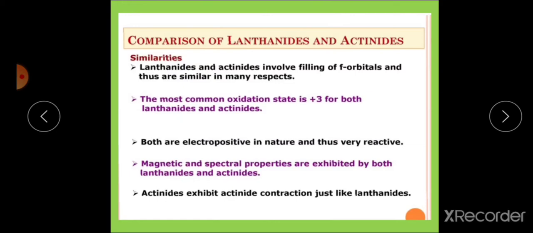Magnetic and spectral properties are exhibited by both lanthanides and actinides. Actinides exhibit actinide contraction just like lanthanides. There is also a decrease in atomic and ionic radii with increasing atomic number in the actinide series. This is known as actinide contraction. These are some of the similarities between lanthanides and actinides.